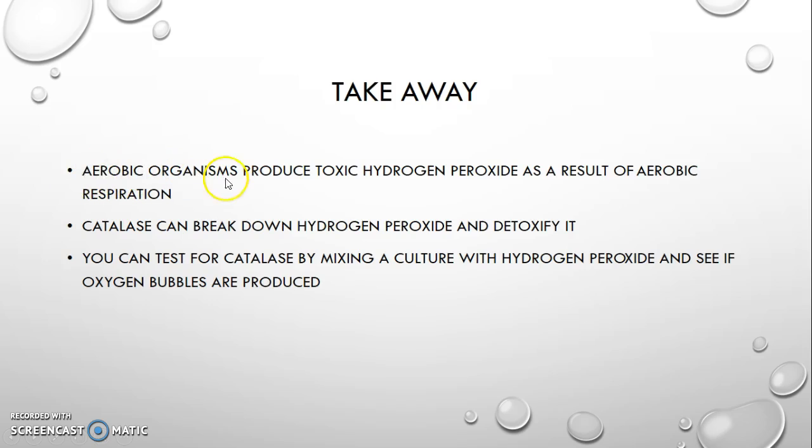So the takeaway here is that organisms that undergo aerobic respiration produce toxic hydrogen peroxide as a result of that aerobic respiration. Catalase can then break down that hydrogen peroxide and detoxify it. The way that you test for this is by mixing a culture with hydrogen peroxide and seeing if oxygen bubbles are produced. If there are oxygen bubbles, then we know that they have catalase. But if there are no oxygen bubbles, then we know that they're anaerobic. And we'll be looking at a lot more of these physiology tests coming up.